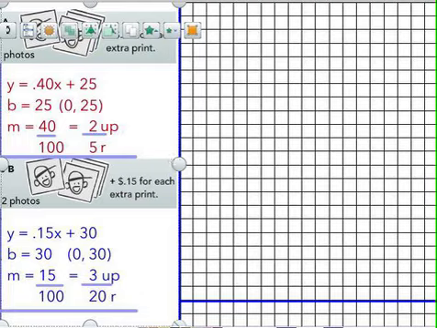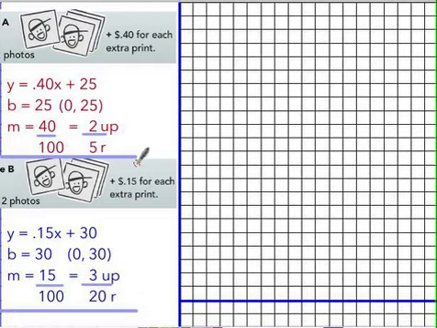So start with red, since that's how I did the first equation. My starting point is (0, 25). So I got to go 12 and a half units up since I'm counting by 2. So 2, 4, 6, 8, 10, 12, 14, 16, 18, 20, 22, 24, 25, right in the middle.